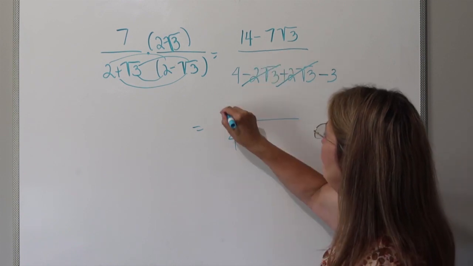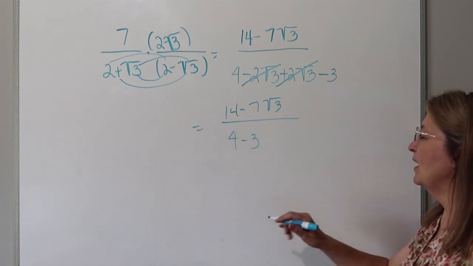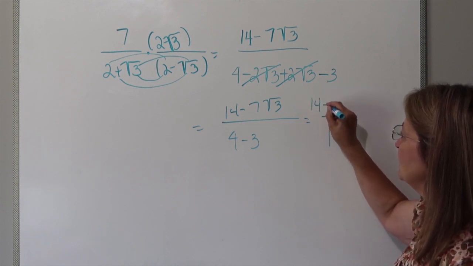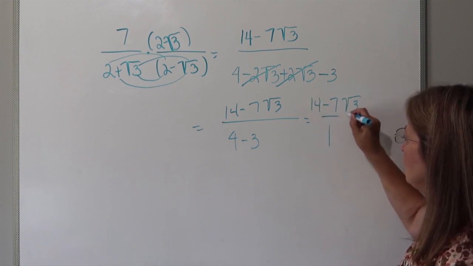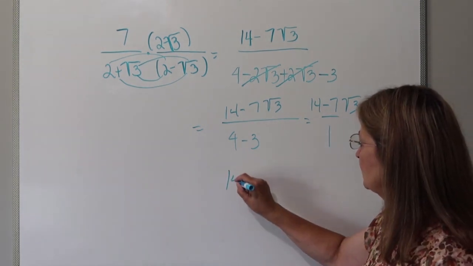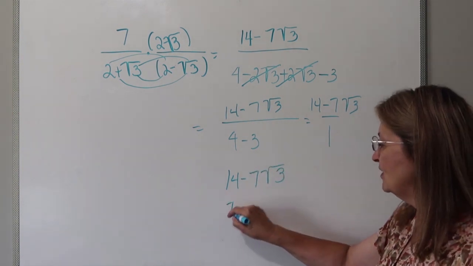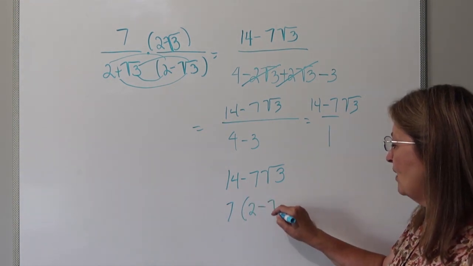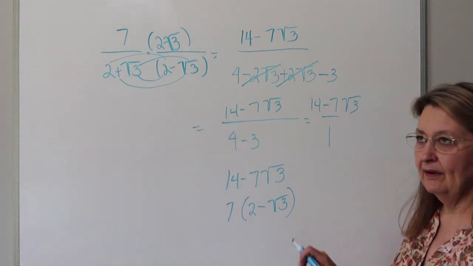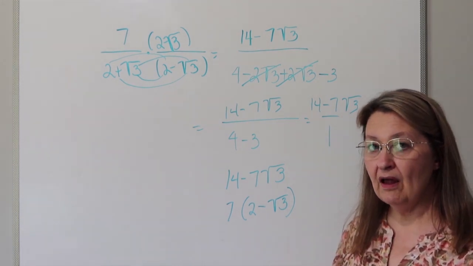All right, up here on the top, this doesn't change. I can't combine these. What's 4 minus 3? 1. So I have 14 minus 7 square root of 3. And if you wanted to simplify this just a little bit more, you could say, well, that's got a greatest common factor of 7. So you could divide that out and get 2 minus square root of 3. Some books would have it either way. That's kind of up for debate. And that is all there is to rationalizing a denominator.